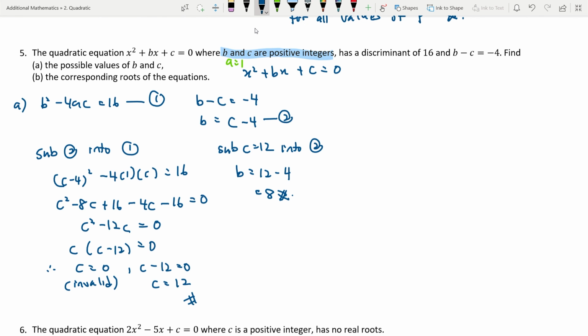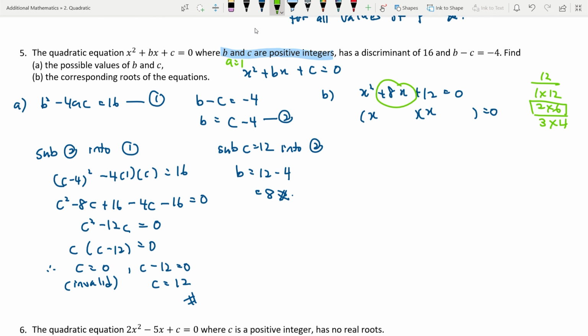B. Find the corresponding roots of the equation. Now we have the complete quadratic equation, which is x squared plus 8x plus 12 is equal to 0. We are asked to find the roots. Let's factorize the quadratic equation. x squared is x and x. 12 is 1 and 12, 2 and 6, 3 and 4. We need to get a positive 8x. 2 and 6 will give us 8, in order to get positive 8, plus 2x plus 6x.